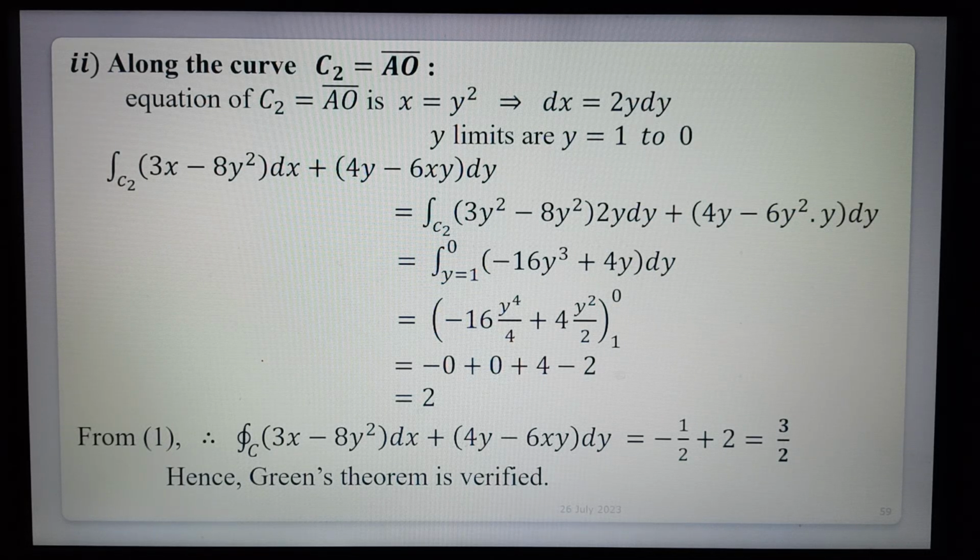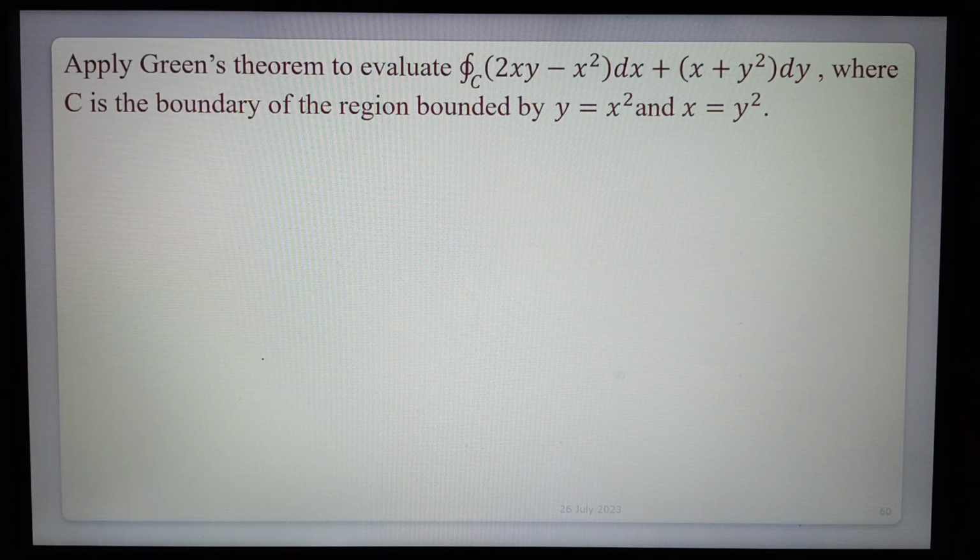Okay, see the next one. So next example: apply Green's theorem to evaluate integration over C of (2xy minus x square) into dx plus (x plus y square) into dy, where C is the boundary of the region bounded by y is equal to x square and x is equal to y square. This is only Green's theorem applied, not verification. The given line integration is equal to the double integration by Green's theorem, and now we find only the double integration. That is the RHS part.